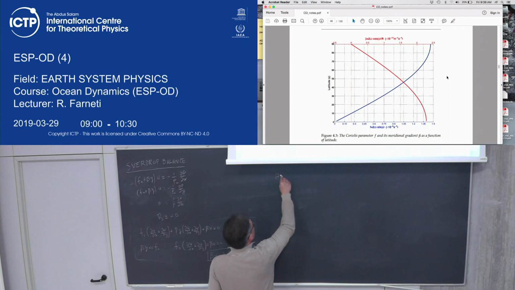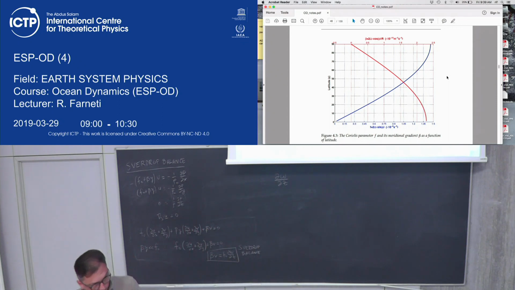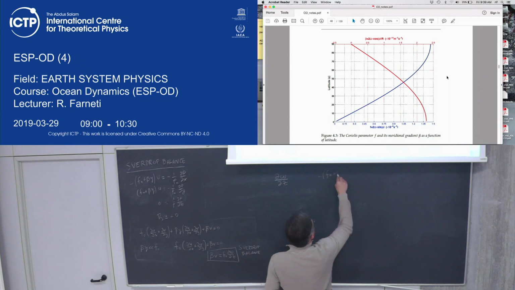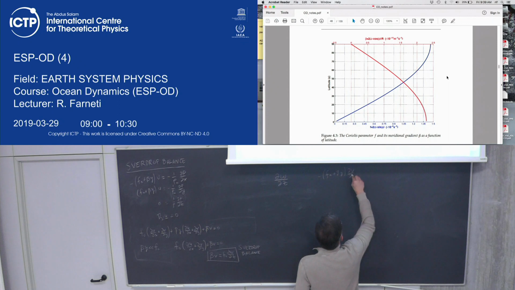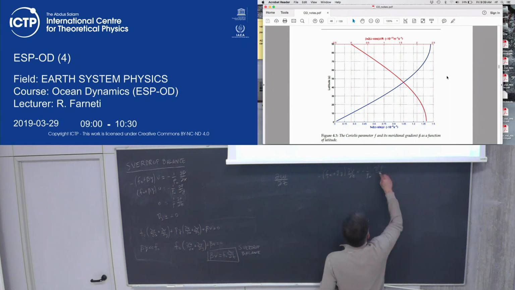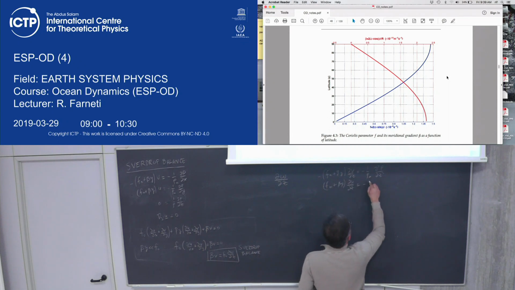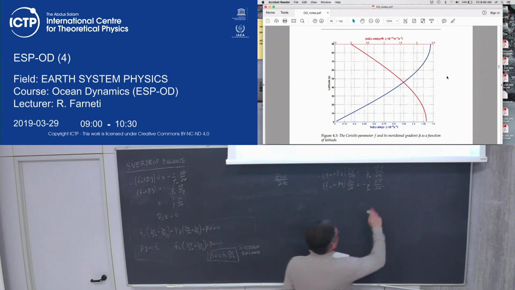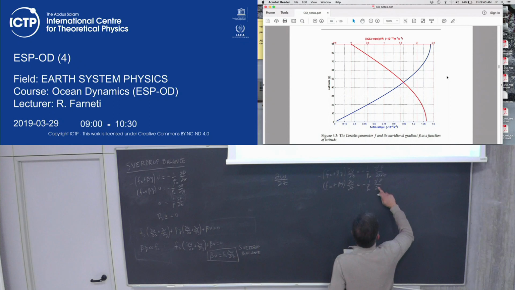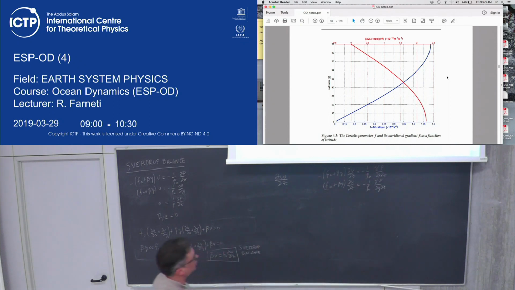Okay, so now we can study what this vertical derivative of the vertical velocity is. If you take the vertical derivative of this horizontal equations, just taking the vertical derivative of the horizontal momentum equation with the beta plane approximation.